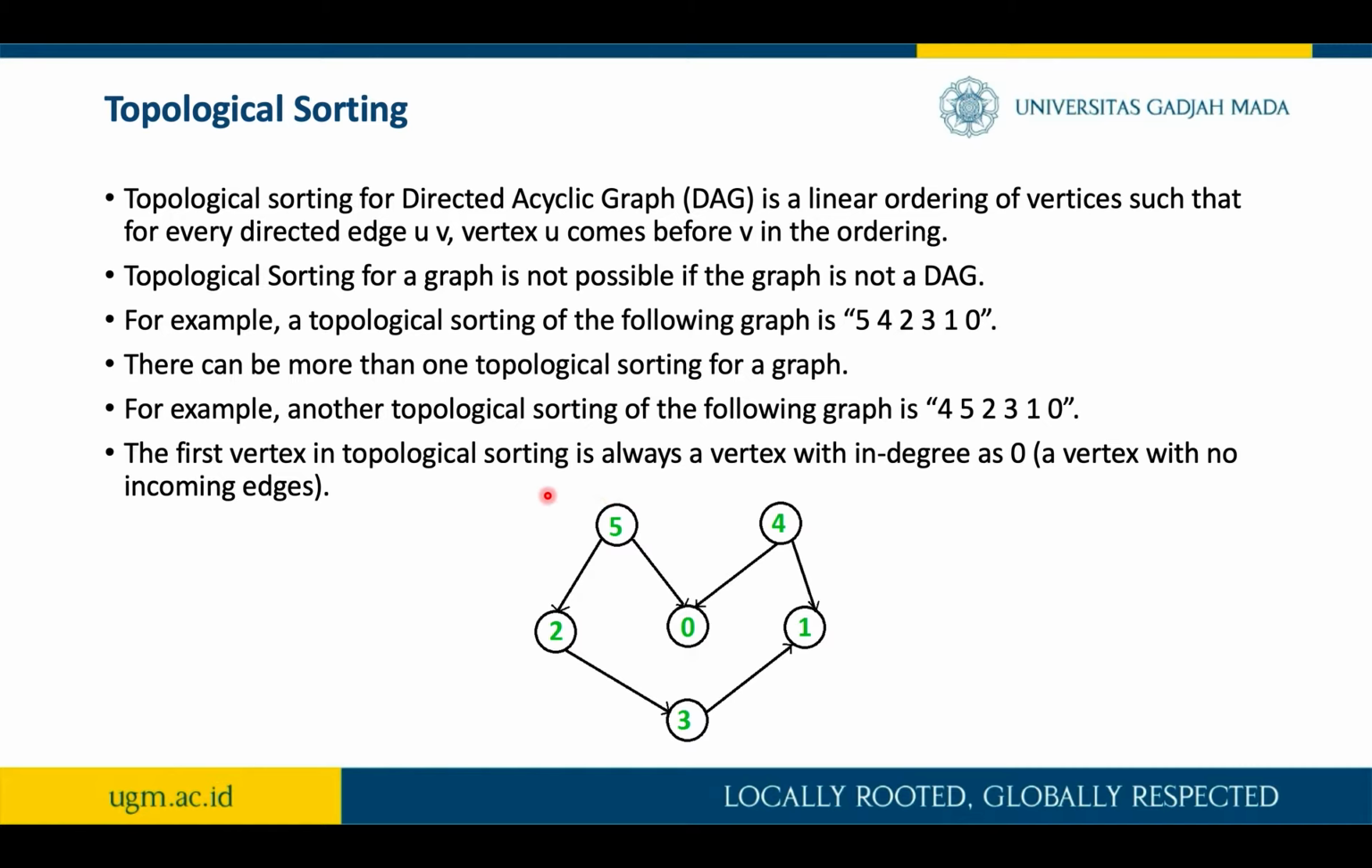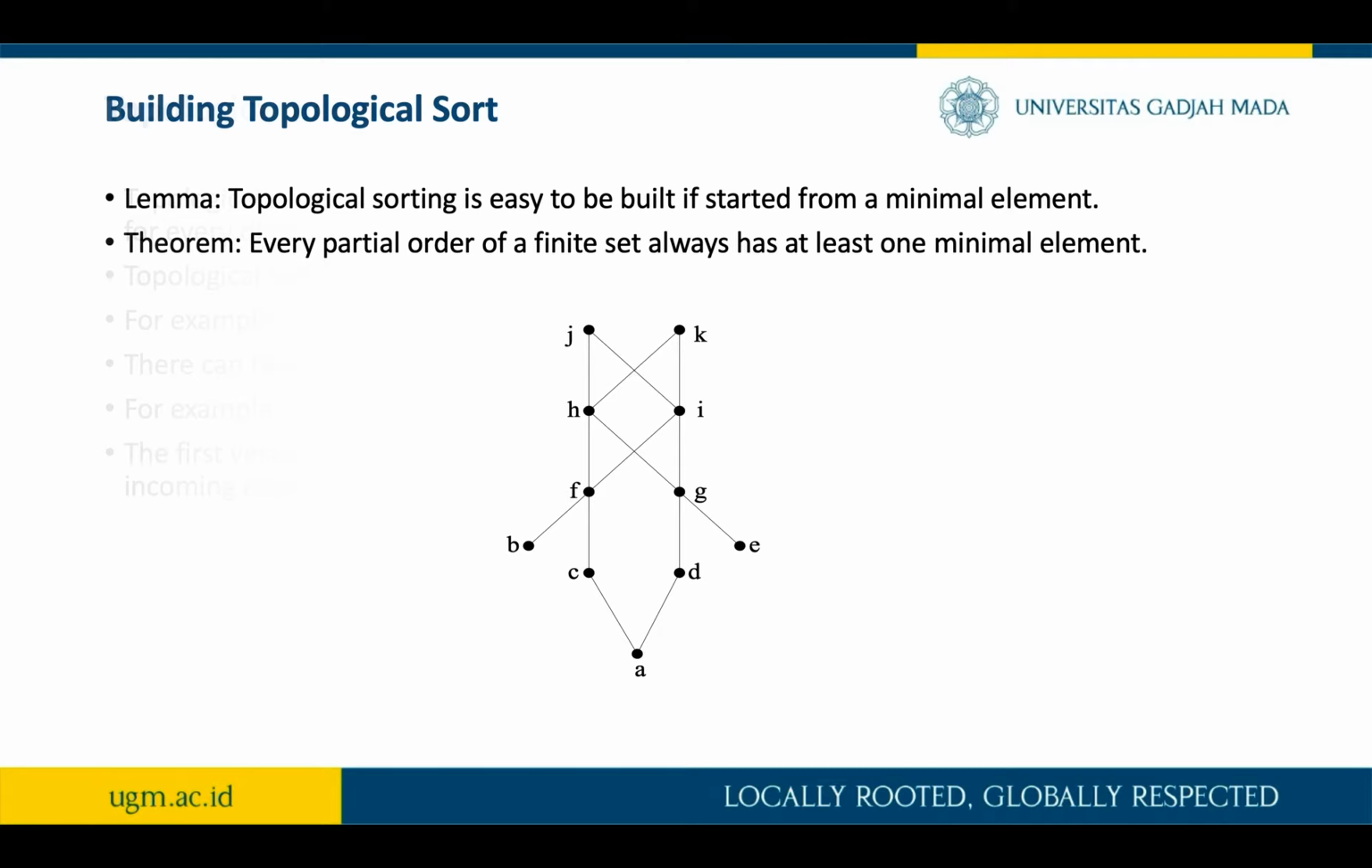And then the first vertex in topological sorting is always a vertex with indegree 0. In this case, a vertex with no incoming edges. So the first one should be 4 or 5, 5 or 4, because each of them has indegree 0. And that is also related to the definition of minimal element in a partial order. So topological sorting is easy to build if we start from a minimal element.